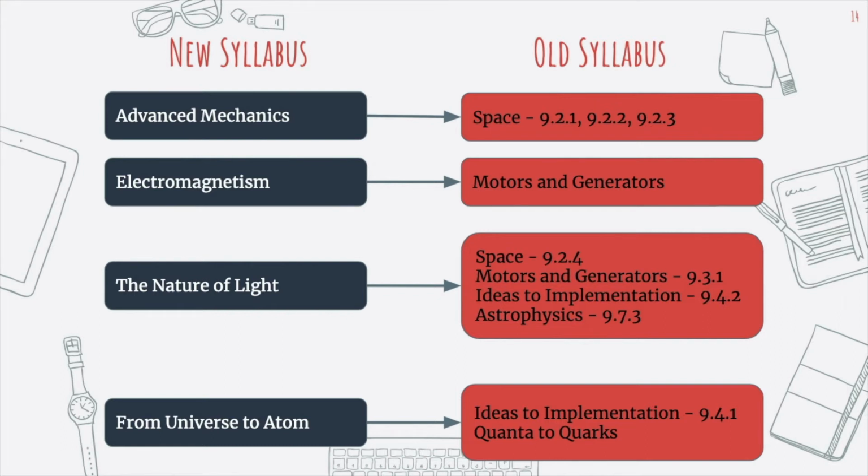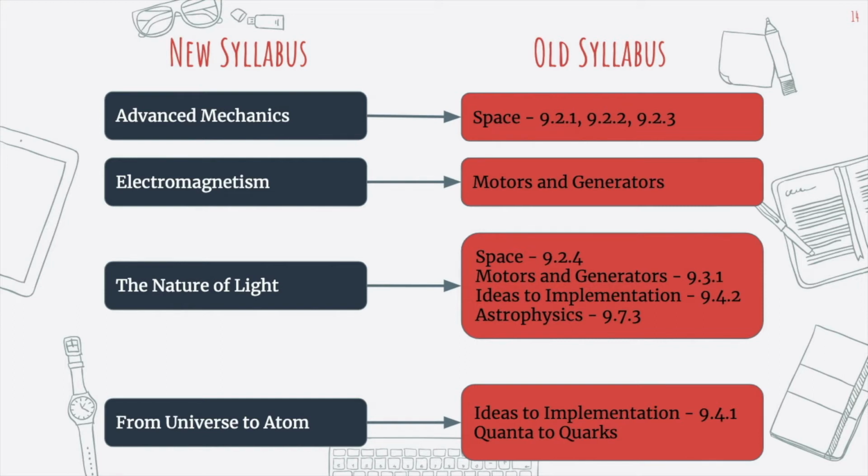We see advanced mechanics is really just made up of the first 3 focus areas of the space topic from the old syllabus. Electromagnetism is essentially a cut and paste from the motors and generators syllabus. There's obviously the removal of the contributions of Edison and Westinghouse, but in essence, it's a cut and paste.